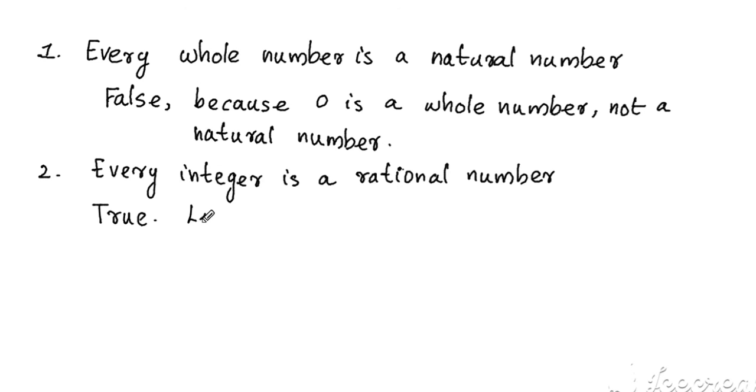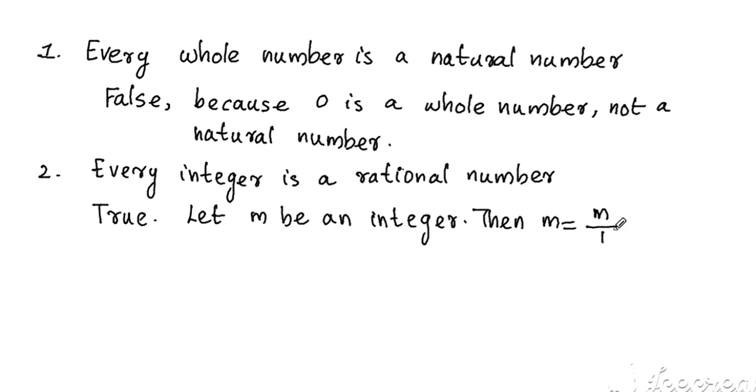Let m be an integer, then m can be written as m divided by 1. So it becomes a rational number because it is in the p by q form. Here you can see the numerator, that is m, is an integer, and the denominator is 1. It is again an integer and not equal to 0. So it is a true statement.